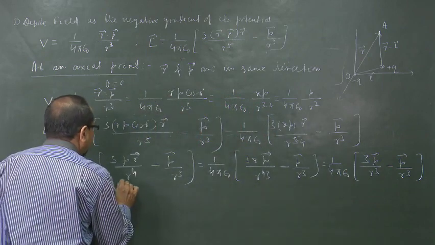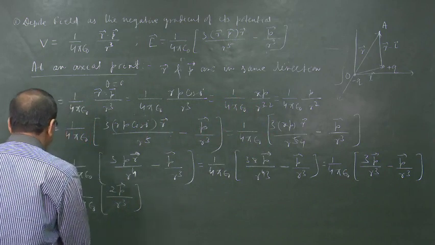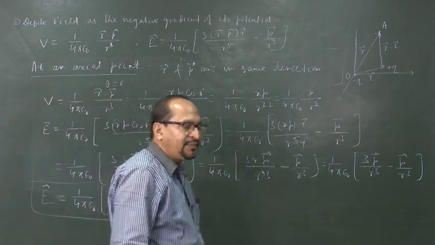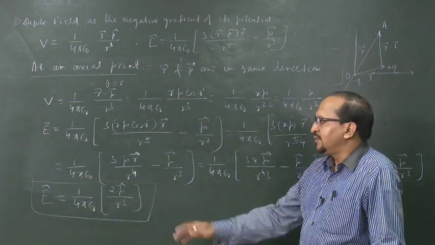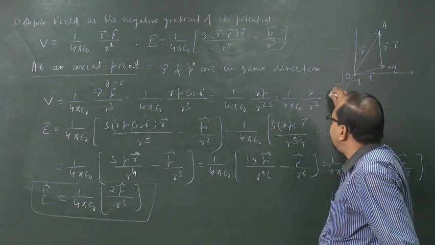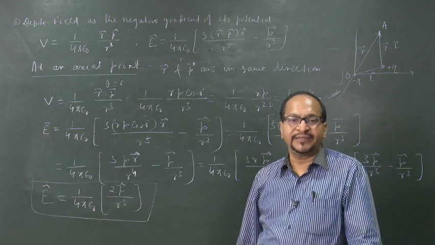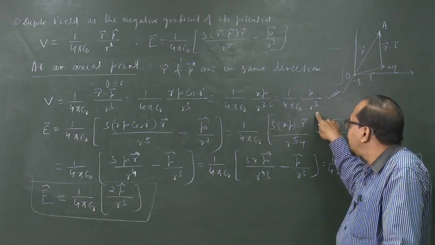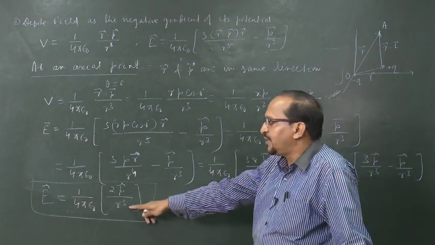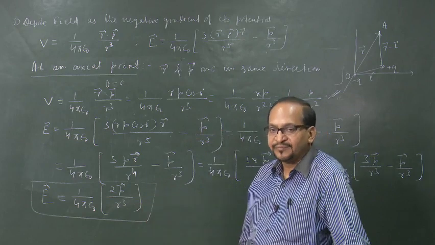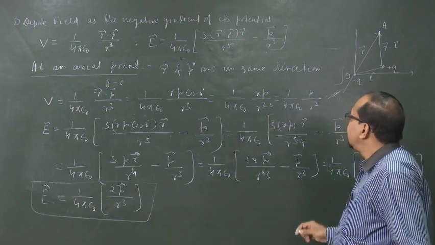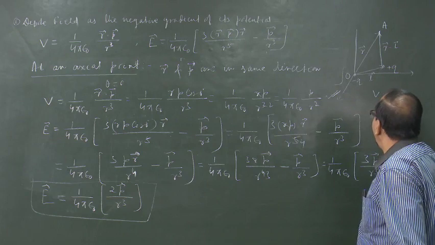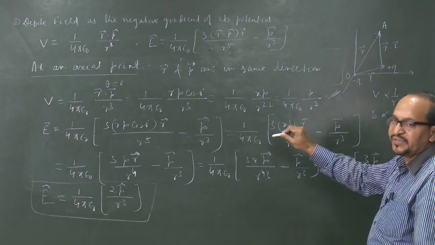So, 1 by 4 pi epsilon naught 2 p by r cube. So, this is the field at an axial point of the dipole, that is at any point on its axis. This is field and this is the expression for potential at any point on the axis. Okay. So, you can see that potential due to a dipole is inversely proportional to the square of the distance, while field due to a dipole is inversely proportional to the cube of the distance. In case of our point charge, potential was inversely proportional to r, while field is inversely proportional to r square. You can see the difference here.